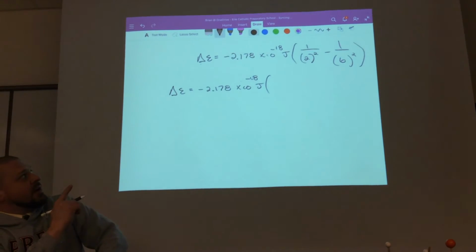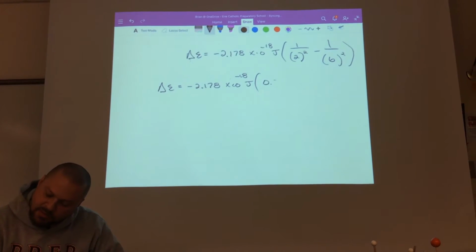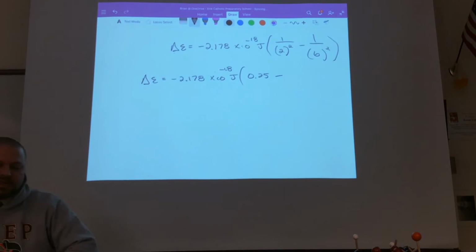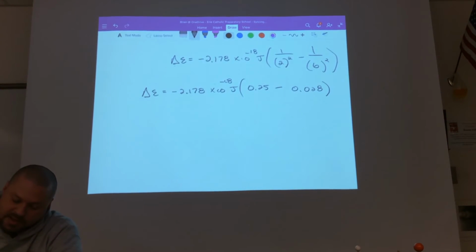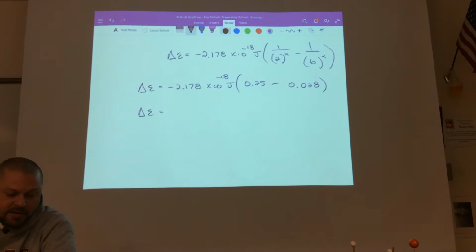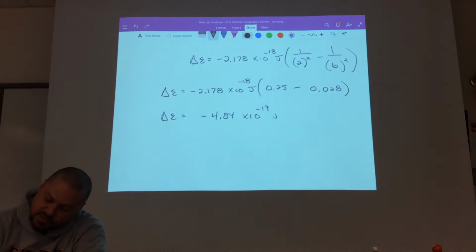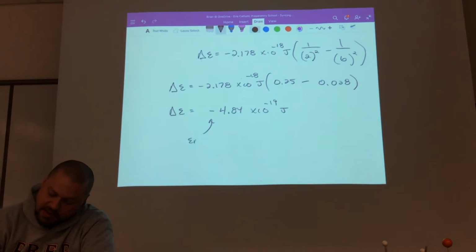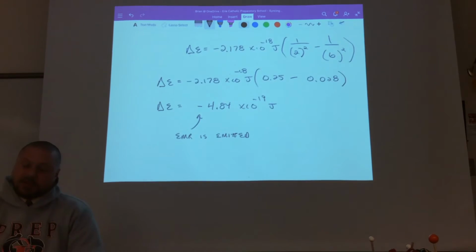So what I would just do is take 1 divided by 2 squared, or 1 divided by 4, and turn that into a decimal, and I'm going to get 0.25. Minus 1 over 6 squared is 1 over 36. Take 1 divided by 36 in your calculator, and I get 0.028. And then if I subtract those numbers and then multiply by that negative 2.178, I'm going to get negative 4.84 times 10 to the negative 19th joules. And this right here is telling me EMR is emitted. If I got a positive, it would have been absorbed.